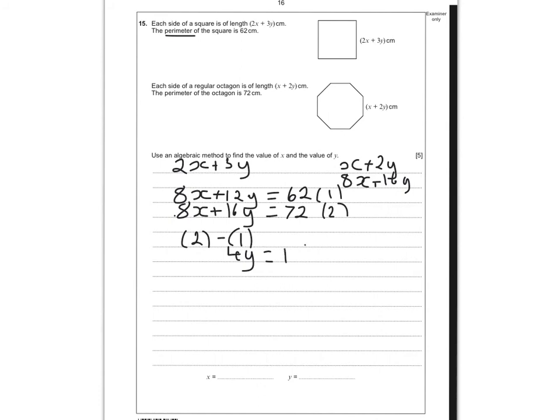72 take away 62 leaves me with 10. I then divide by 4 both sides to leave me with y being equal to 2.5.